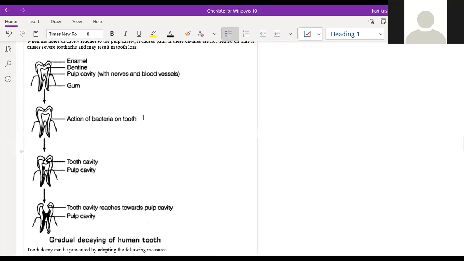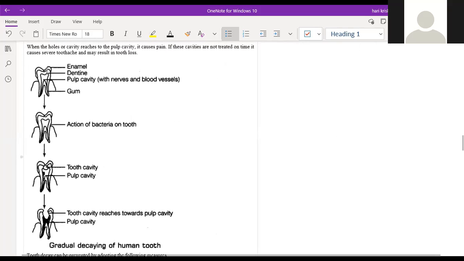So these are the 4 images which show how the decaying of the human teeth happens gradually. You can see here these are healthy teeth. In image number 3, the enamel is damaged and only the soft part below it remains. It goes on like this and finally becomes a hole.